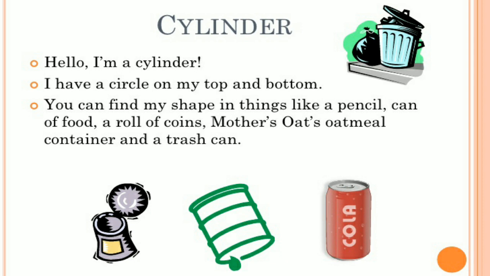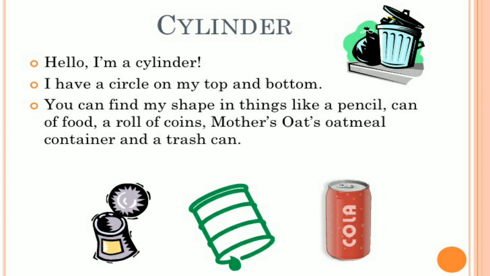Cylinder. Here we can find so many cylinder shapes. Hello, I am a cylinder. I have a circle on my top. A cylinder has a circle on top and bottom also. You can find my shape in many things like a pencil, food rolls or coins, and containers like a trash can.